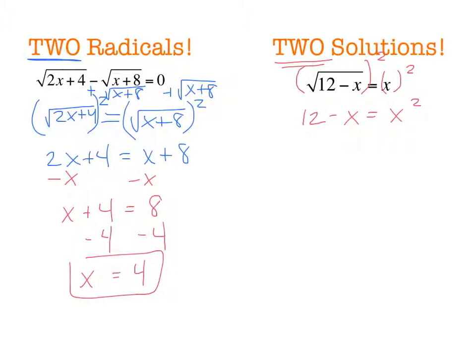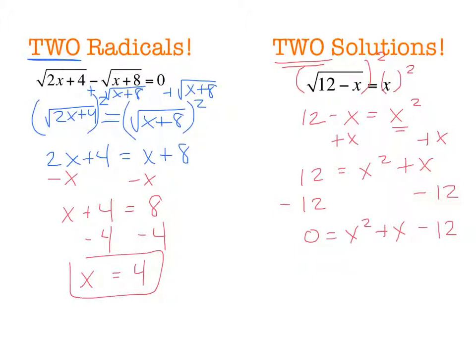So this might look a little bit like those trinomials we were doing for a while. So let's put everything on one side just like we would for a trinomial. And to do that, we want to go ahead and keep our x squared term positive because it makes it a little bit easier. So let's add x to both sides, and we get 12 equals x squared plus x. And let's move our 12 to the other side also. And so subtracting 12, we get 0 equals x squared plus x minus 12.